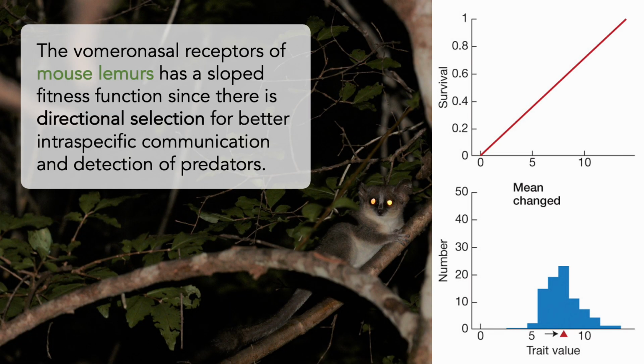The vomeronasal receptors of mouse lemurs have a fitness function with an increasing slope since there is positive directional selection for enhanced intraspecific communication and detection of predators using pheromones and odors. By the way, directional selection doesn't always produce a linear fitness function like this one. Other generally sloping functions also include asymptotic, saturating, and logistic S-shaped curves.